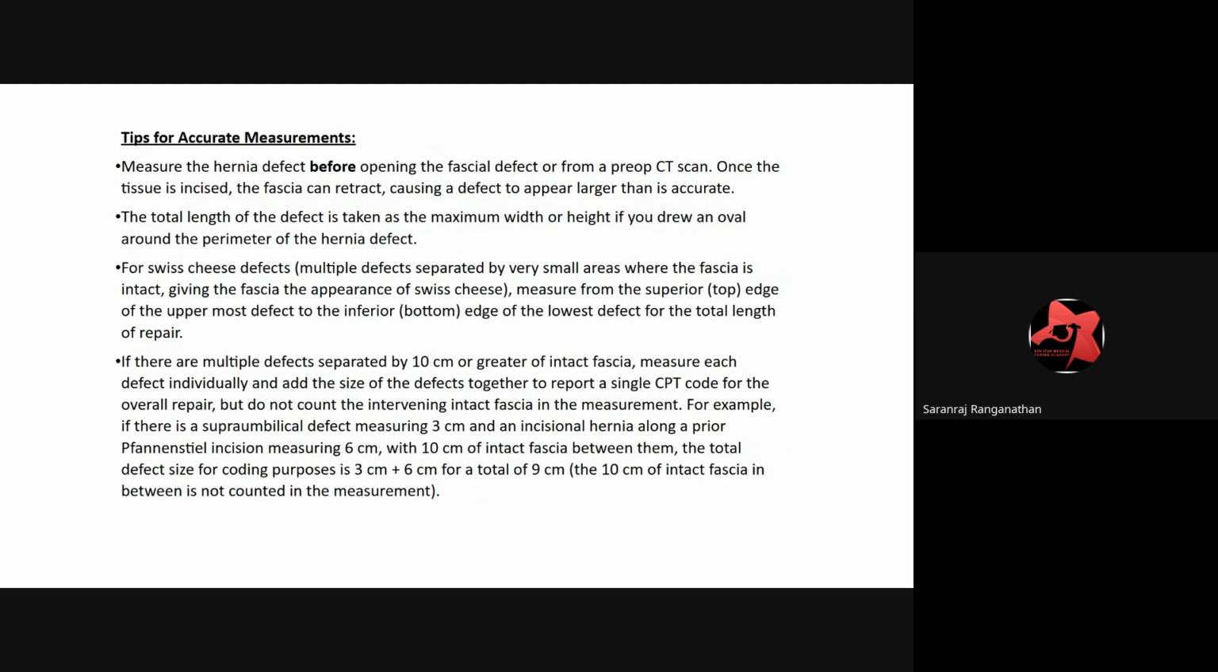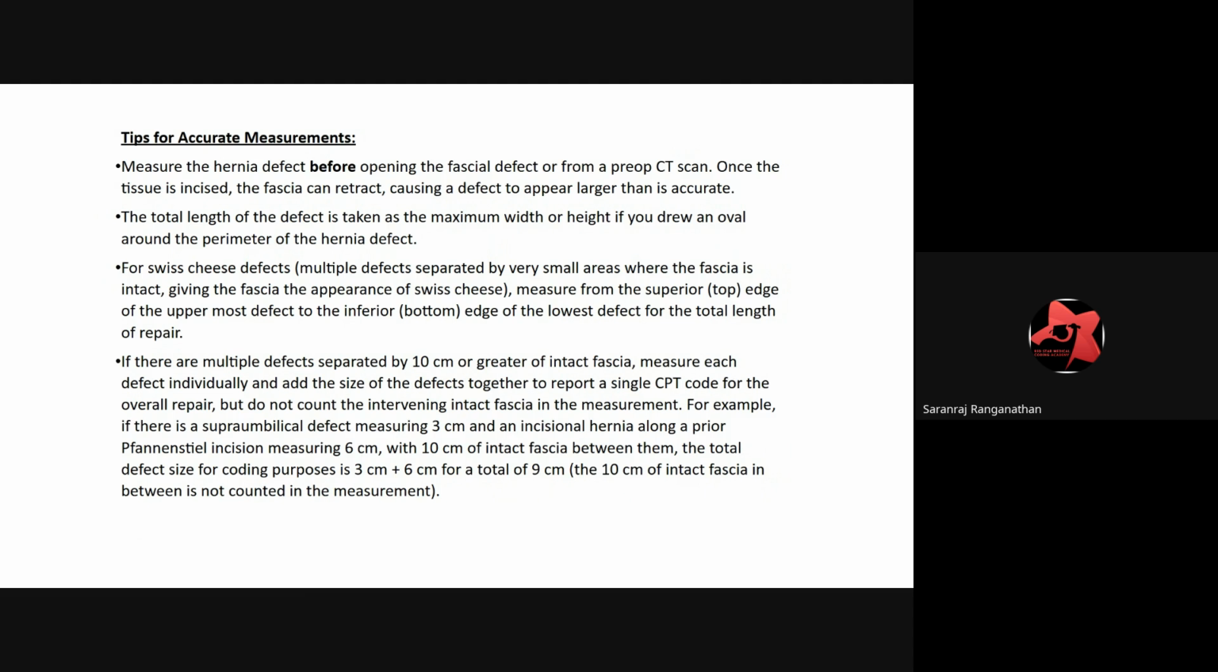So this is explained in the accurate measurement topics. Okay. So these are the tips we can see. First one, measure the hernia defect before opening the fascial defect, from the pre-op CT scan. So the hernia defect we have to calculate first. Then once tissue is incised, fascia can retract, because once that opening happens it may expand. That's why before doing the opening we have to calculate, otherwise it causes the defect to appear longer than is accurate.